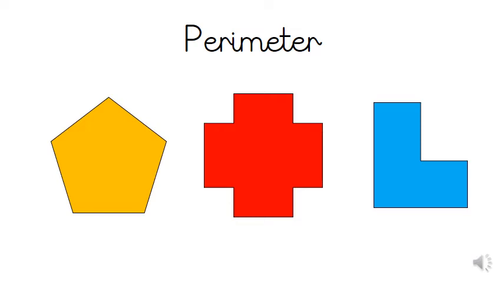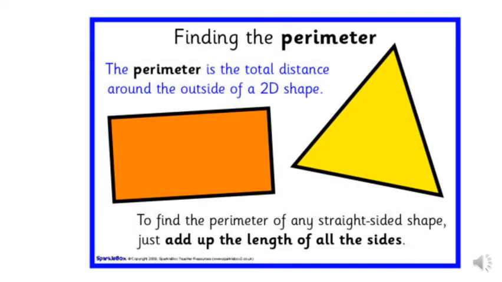So, what does the word perimeter actually mean? And if I asked you to find the perimeter of the three shapes in front of you, what would you have to do? To find the perimeter of a shape, you have to add the lengths of all the sides, because the perimeter is the total distance around the outside of a 2D shape.